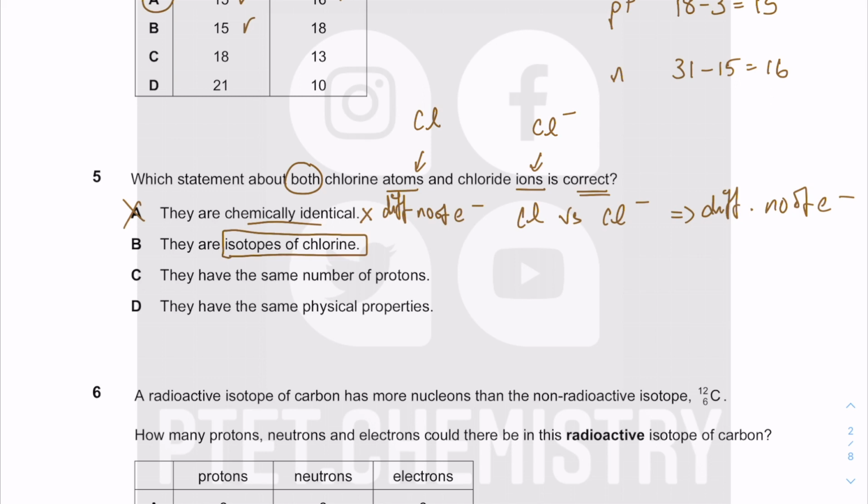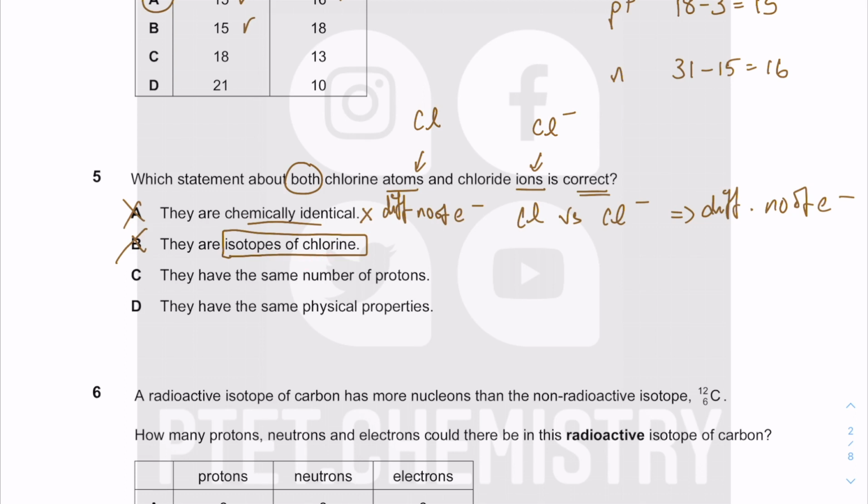All right. There are isotopes of chlorine. They are not exactly isotopes of chlorine, because isotopes are defined as atoms of the same element with the same number of protons but different number of neutrons, and we are not given the mass number. Also, this is an ion, whereas isotopes are atoms of the same element, not an ion. Okay, so this is an ion, these are not atoms. Isotopes are atoms of the same element.